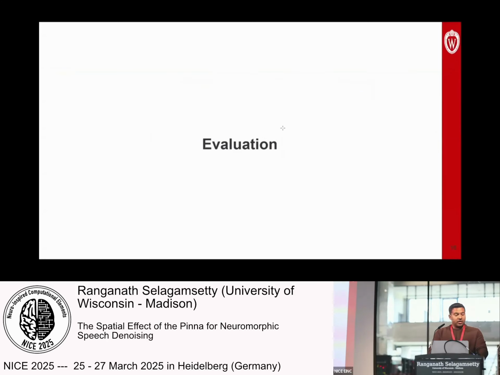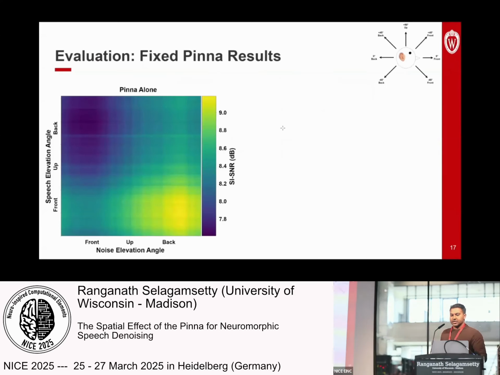Okay, so I'm just going to highlight a couple quick things about our results, or key points from our results. First, obviously, we want to see what is the effect of the Pinna alone on speech before we get into any of these neural network models. On the vertical axis here, I'm varying where we put speech. On the x-axis, I'm varying where we put noise. And brighter colors represent better denoising areas.